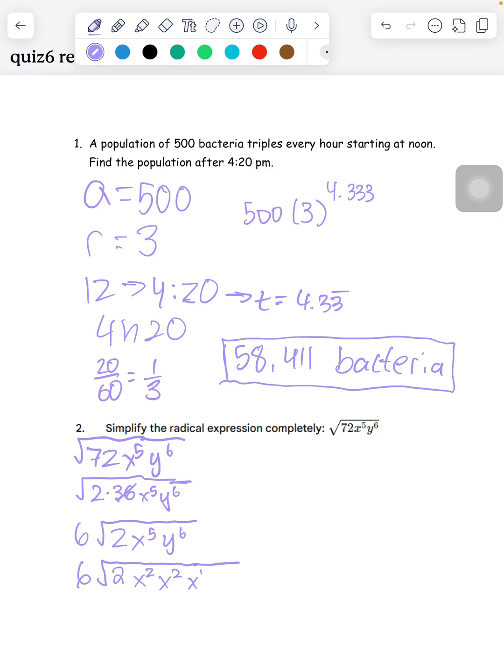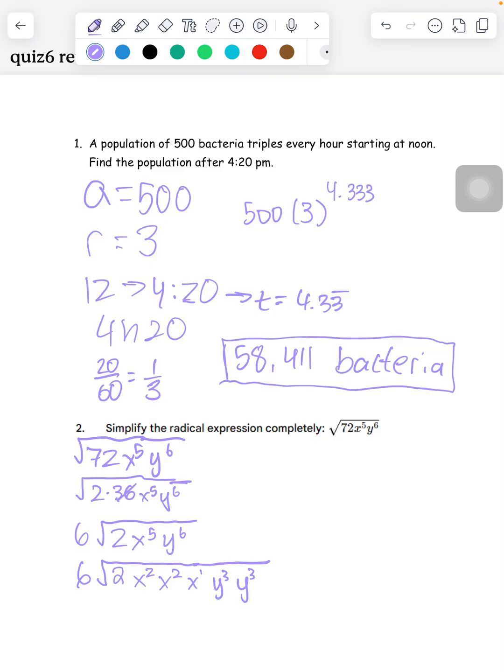5 divided by 2 is 2, and I have 1 remaining, like right here. What about 6? What if I divide y to the 6 by 2? Well, I get a flat, even number, right? So y to the 6, I could break this up into 6 divided by 2 is 3 with no remainder. So I could break it up into y to the 3, y to the 3.